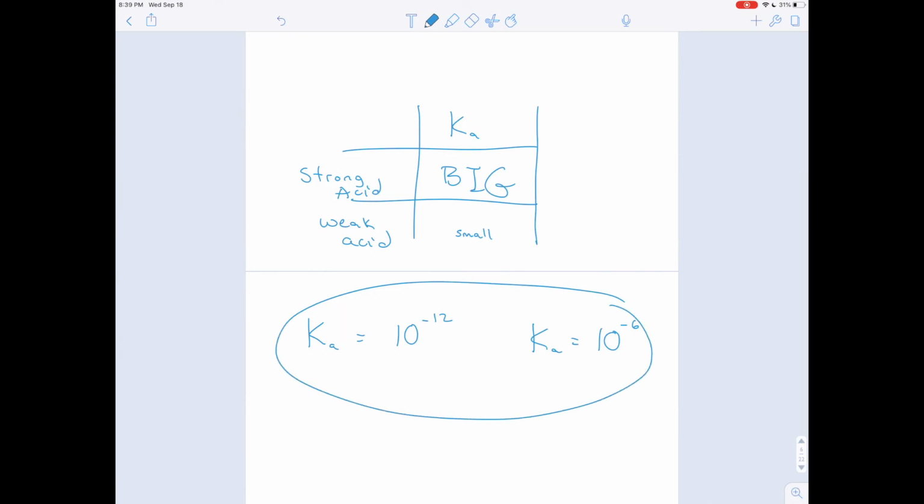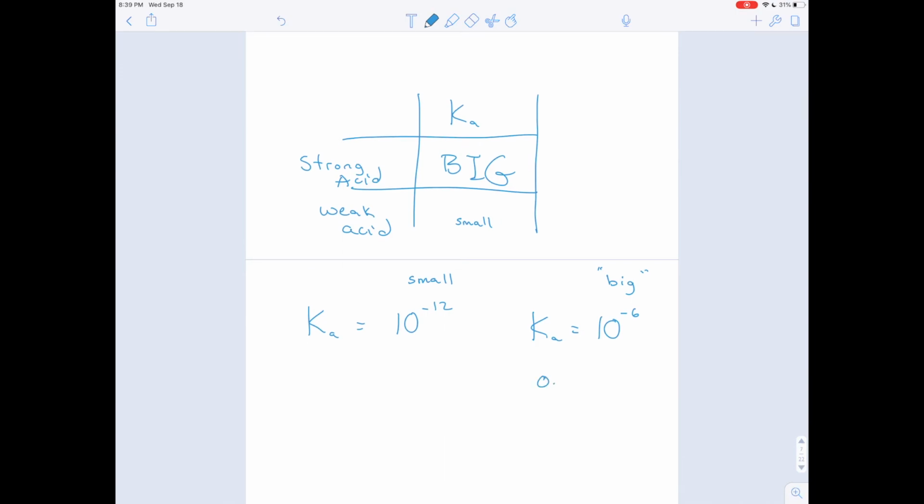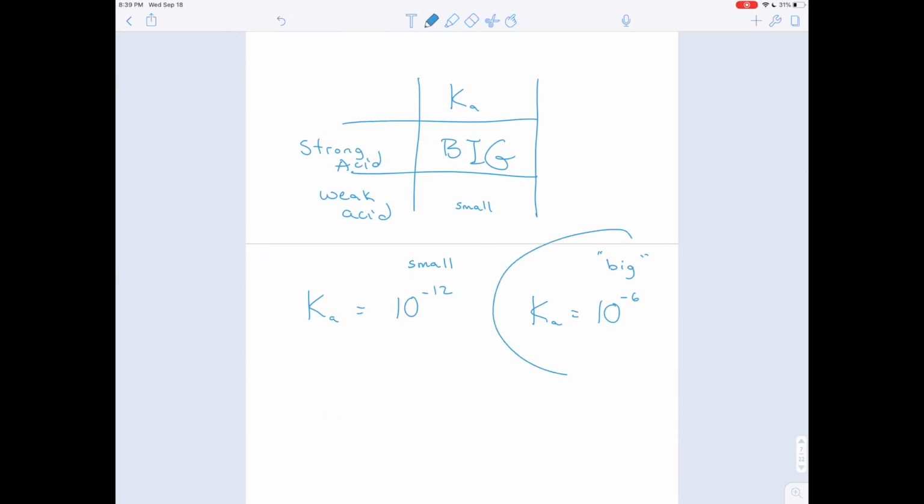Now you can compare these, though, using our little concept here, our little table. 10 to the negative 12th is a smaller number than 10 to the negative 6th. That's a relatively bigger number. This one would have just 5 zeros, and this would have 11 zeros. So this is a bigger number than that is. Because this Ka is bigger, that would be a stronger acid.